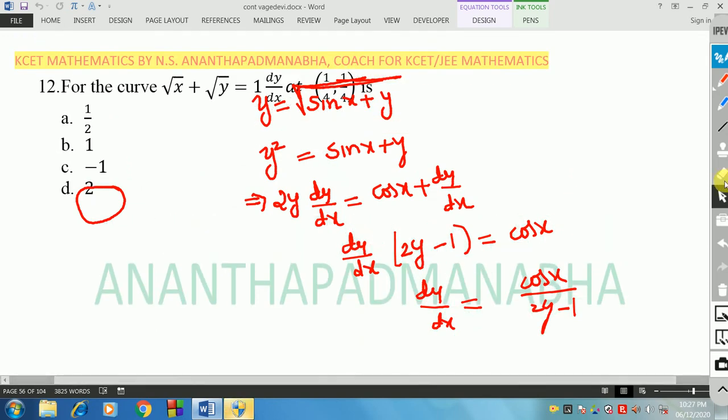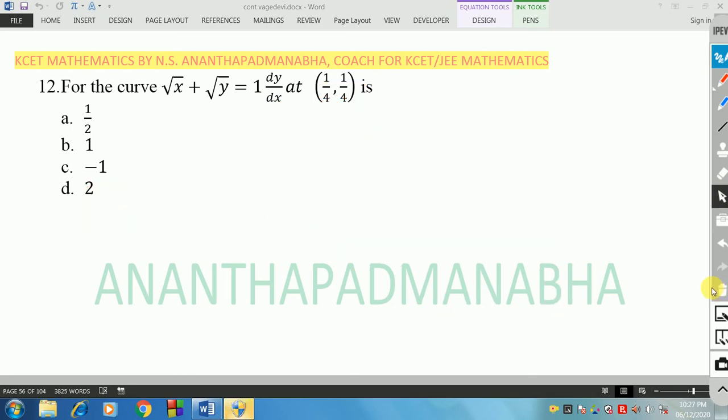So next we have, for the curve root x plus root y is equal to 1, dy by dx at x equals 1 by 4 and y is equal to 1 by 4. Option A is 1 by 2, option B is 1, option C is minus 1, and option D is 2. So we'll consider root x plus root y is equal to 1.